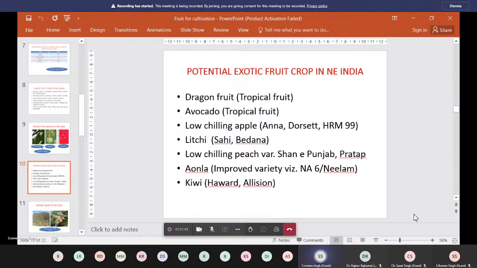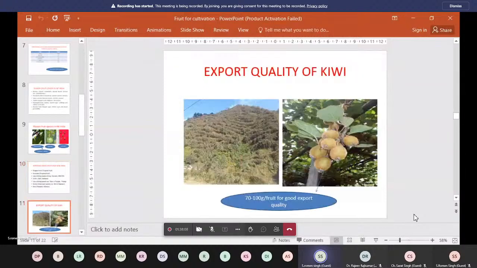Lastly, kiwi is also a potential exotic fruit crop in the northeast part of India. Earlier, Himachal Pradesh was the leader in kiwi production. At present, the Bomdila area of Arunachal Pradesh is the largest producer of kiwi in India. This photo is from the Bomdila area. For the cultivation of kiwi, a sloping region is required, and cold temperature of around 4 to 7 degrees Celsius for around 700 to 800 hours is required. Only such places are suitable for the cultivation of this kiwi fruit crop.